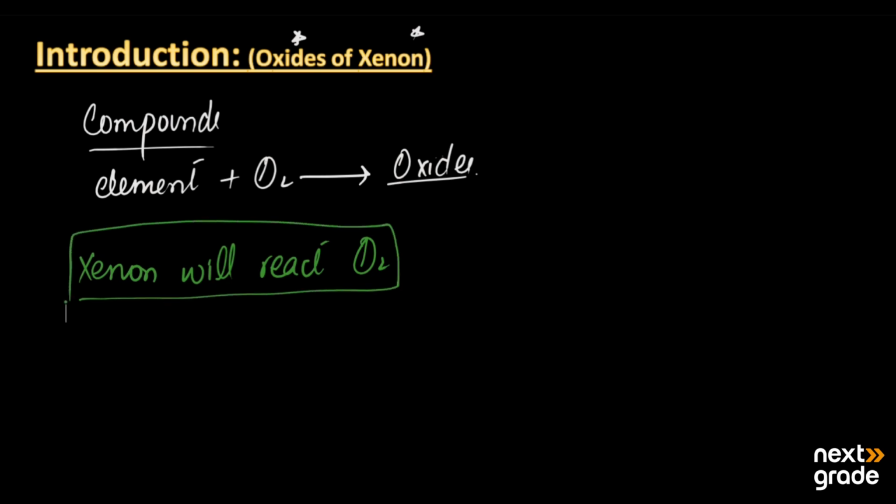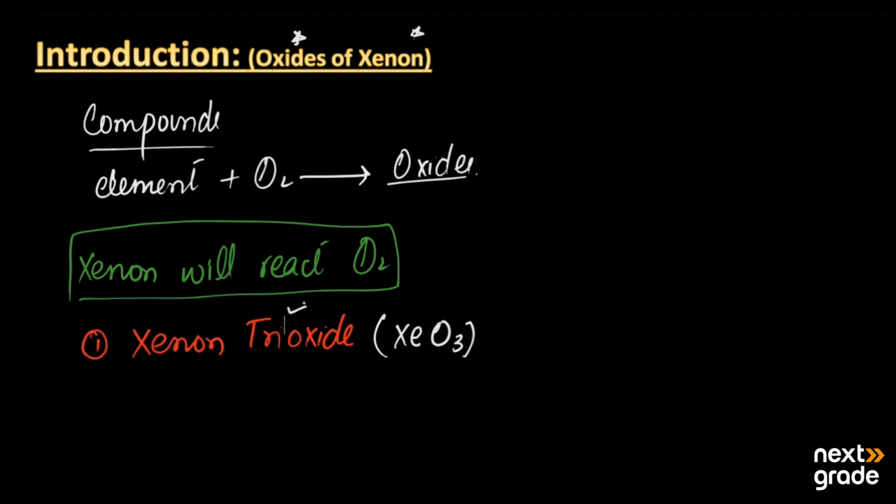And xenon has just two oxides. The number one oxide is xenon trioxide. The formula for xenon trioxide is XeO3. Three oxygen atoms are present, so that's why it is named trioxide.